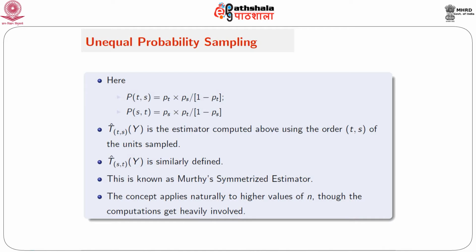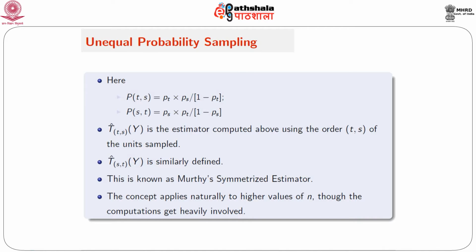Here P_TS, as I say, T followed by S, is P_T times P_S over 1 minus P_T, and P_ST is P_S times P_T over 1 minus P_S. This is the estimator computed above using the order TS of the units. So one is T followed by S, the other is S followed by T. The combined estimator is known as Murthy's symmetrized estimator.